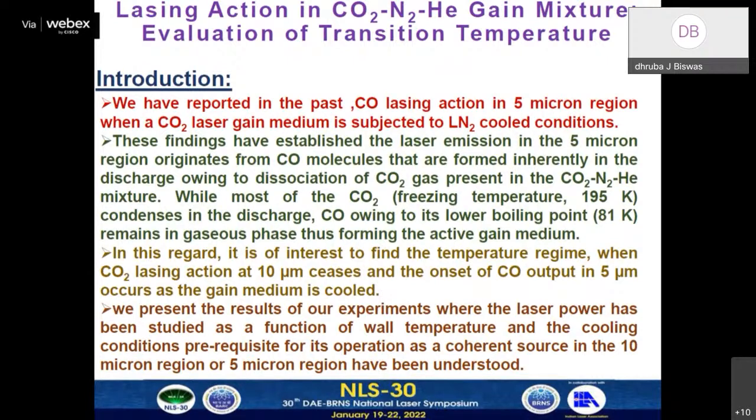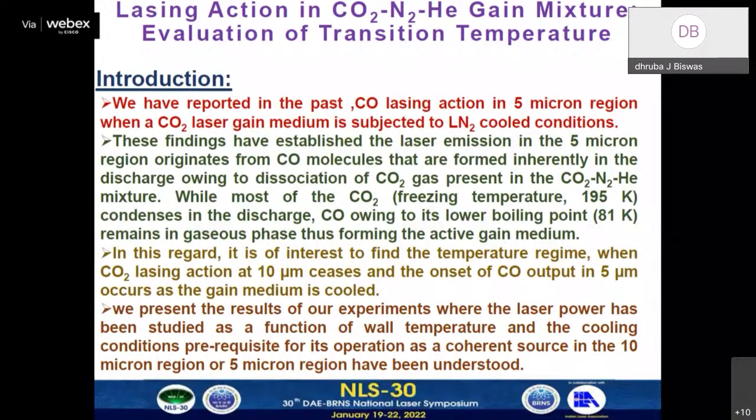My presentation is about lasing action in CO2, nitrogen, helium gas mixture and evaluation of transition temperature. We have earlier reported CO lasing action in the 5 micron region when the CO2 laser gain medium is subjected to liquid nitrogen cooled condition. These findings have established that the laser emission in the 5 micron region originates from CO molecules that are formed inherently in the discharge owing to dissociation of CO2 gas present in the CO2 nitrogen helium mixture.